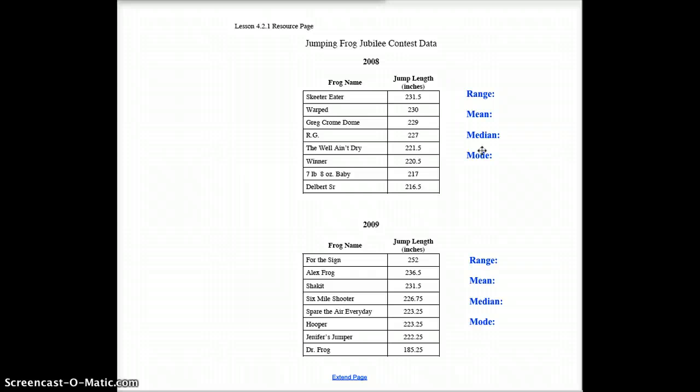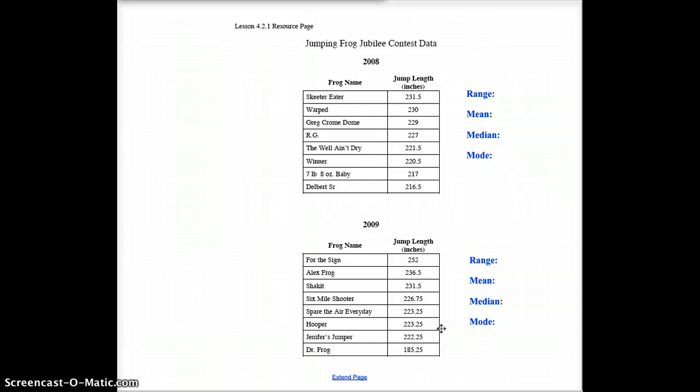If you don't have a number that happens more than any of the others, then there's no mode. But it is also possible to have two modes. For example, let's say this was 230 and 230, and down here this was 217 and 217. Then you'd have two modes, 230 and 217. In this case, that doesn't happen, so figure out what the mode would be. You're going to figure out the range, the mean, the median, and the mode for the 2009 contest as well. So please pause the video and do that.